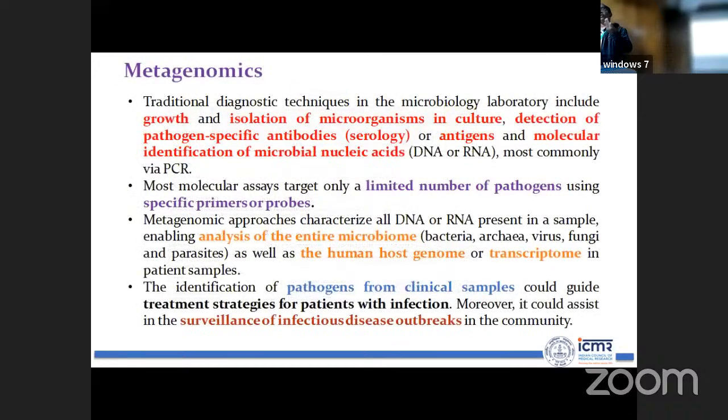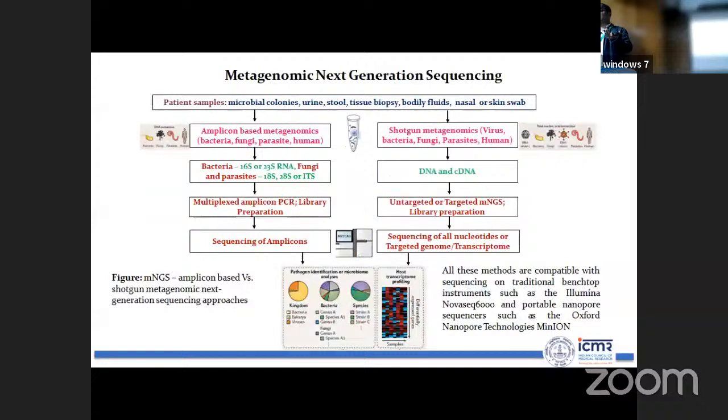Now metagenomics we have already discussed, so I'm skipping these slides, but I'll tell you about 2 types of metagenomics. One is amplicon-based metagenomics, another is shotgun metagenomics. The beauty of this approach is that you can find any organism, any infection present in your sample, irrespective of whether it is culturable or not. And remember, exome is in clinical practice, metagenome is not.